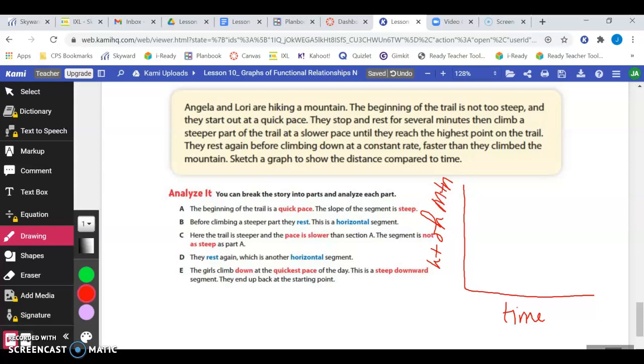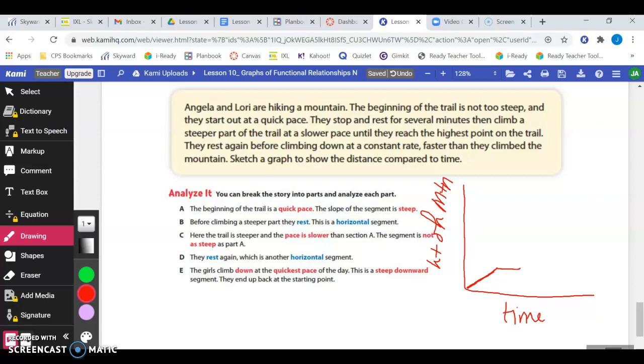And then I put this analyze it over here, and in red and blue, those key words popped out there. Those are the words that help us decide how we're going to write the graph. So the beginning of the trail is not too steep. So we're going up, but we're not going up too fast. And they start out at a quick pace. So they're going up, and then they stop and rest for several minutes. So they're going to rest. So a straight across line, time's going to pass, but they're not going to change on the height.